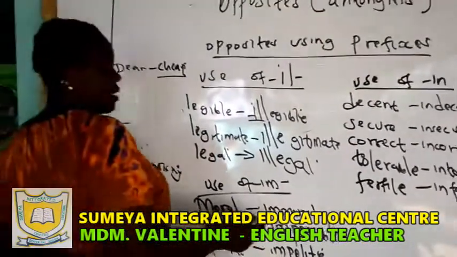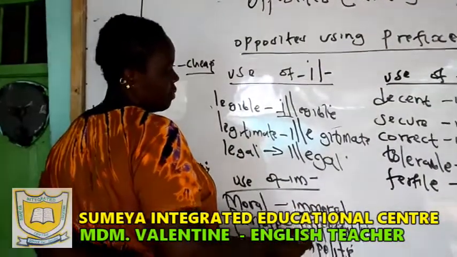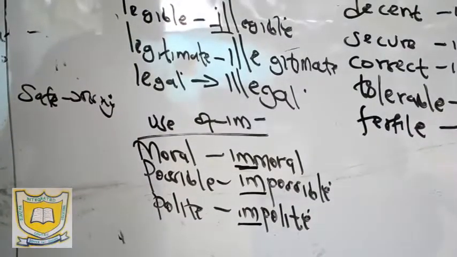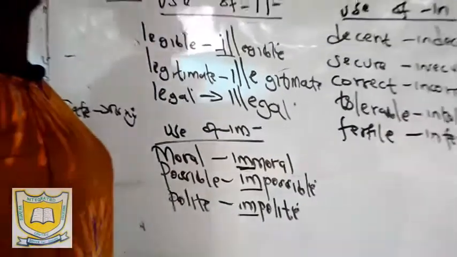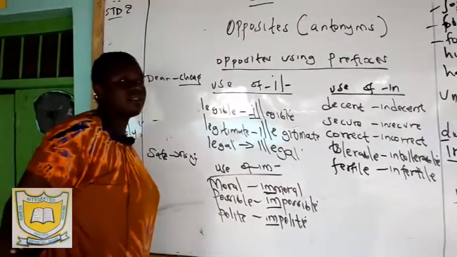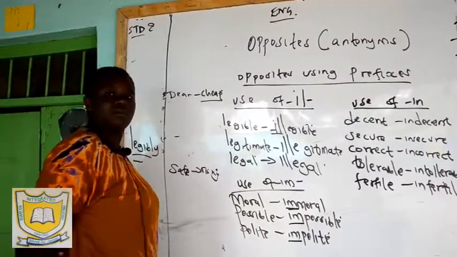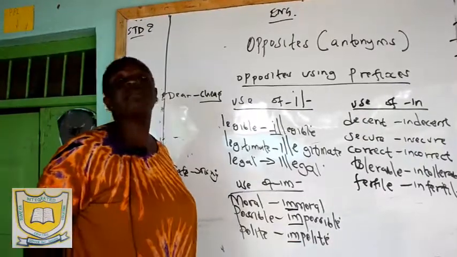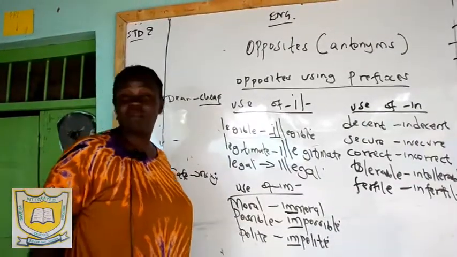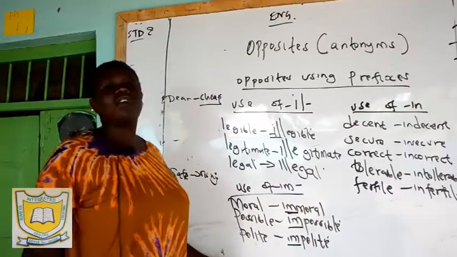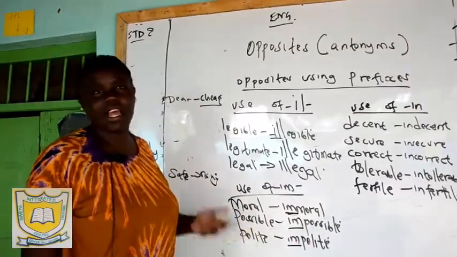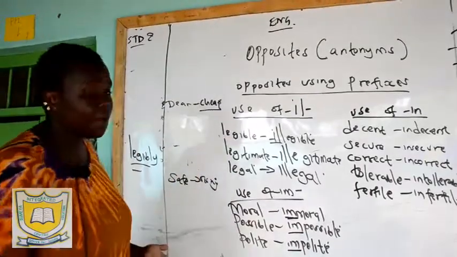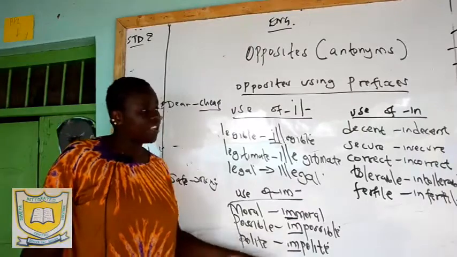Now, we've added prefix "im". A group of words that when put before a word, they change the meaning, and in this case they are giving us the opposite. If something is not moral, that thing is immoral. If it is not possible, it is impossible, like cannot happen or cannot take place. If you are not polite, we say you are impolite. And politeness does not cost a thing. It is good that people are polite.